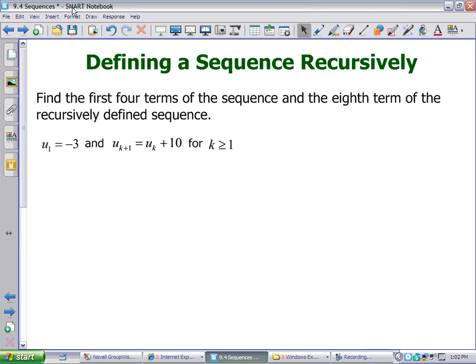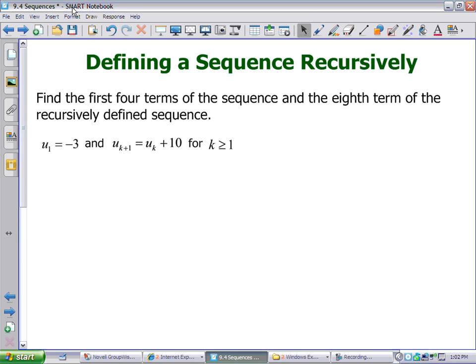Okay, this is the second video for section 9.4. This is defining a sequence recursively. When they say recursively, they mean that you have to have either the term following or the term preceding the term in order to find subsequent terms.